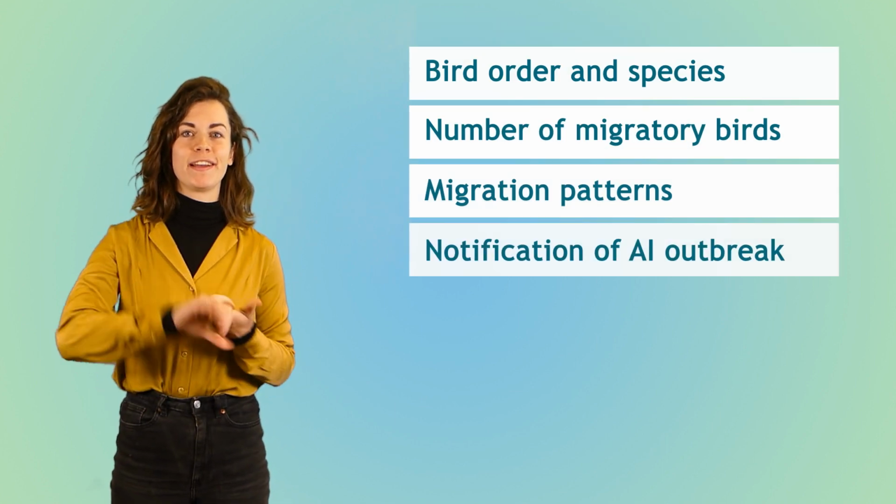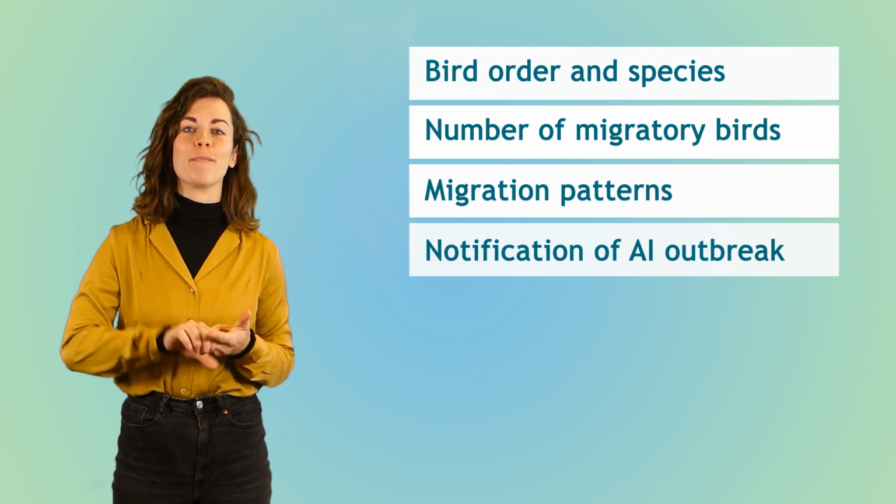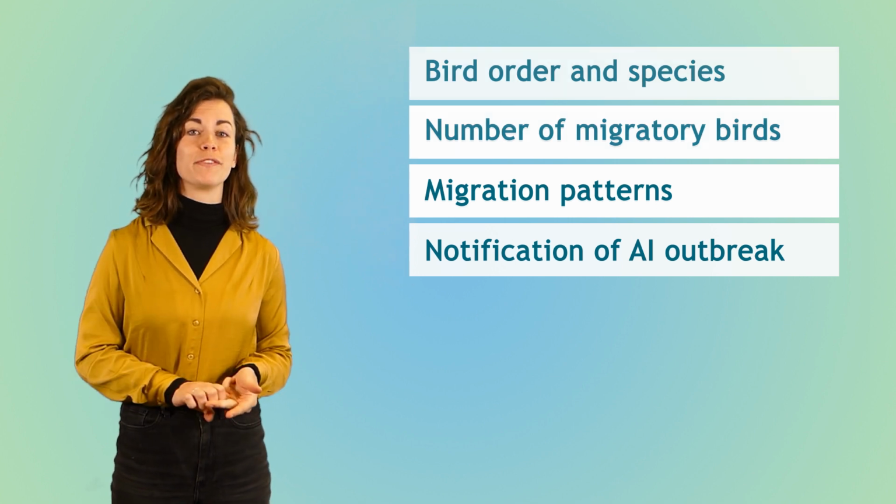With this data, a statistical model was developed that can estimate the probability of having at least one wild bird infected with HPAI by an incoming migratory bird in a certain area. This probability is reported weekly. In this model, the following risk factors are included: wild bird order and species, number of migratory birds, migration patterns, and a notification of an avian influenza outbreak at origin.